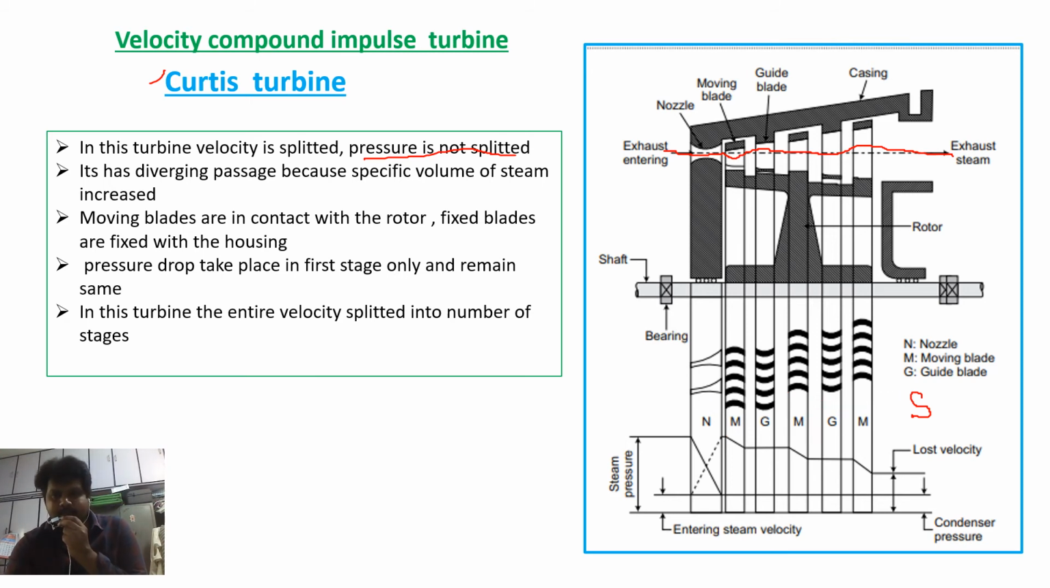Now let us see how pressure and velocities are varying in the Curtis turbine. Here also blades and nozzles are separated by lines. Here you can see there are lines, it is separated by vertical lines.